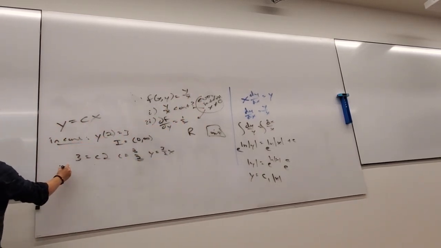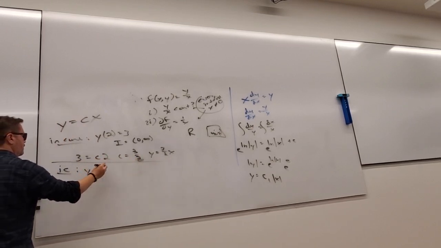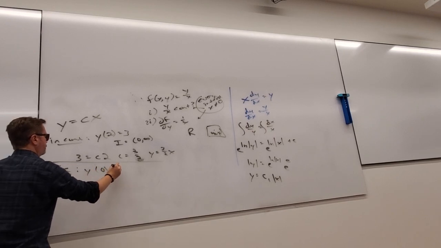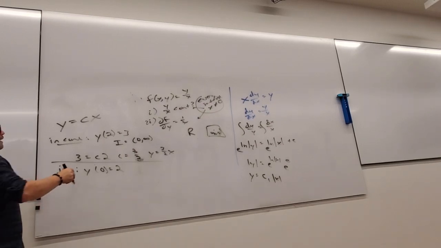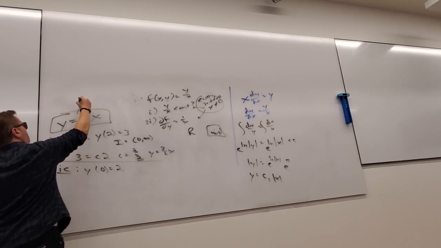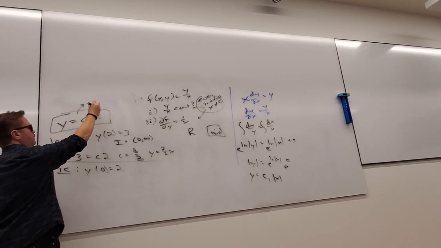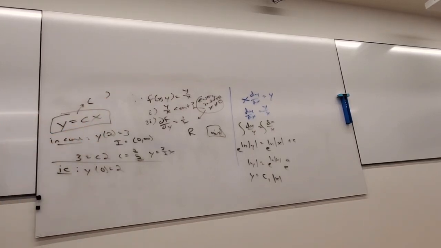So what if instead the initial condition was y of 0 equals 2? Is that going to possibly be freaky? Yes. You guys agree with me? Okay. And real quick, every single answer goes through what point? What point does every single answer go through? Y equals cx. What point does it go through? 0, 0. Kick ass.